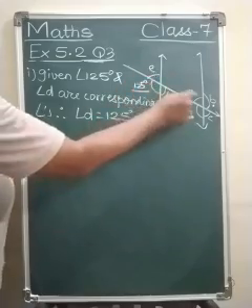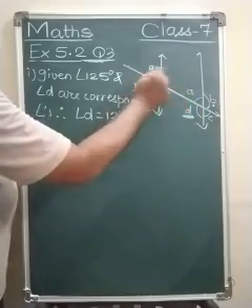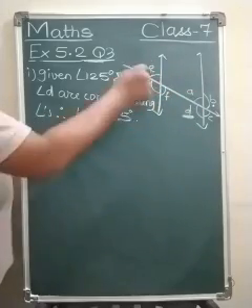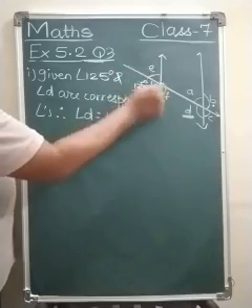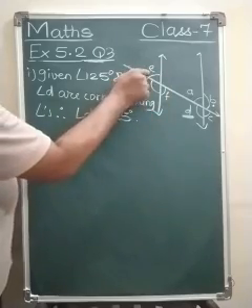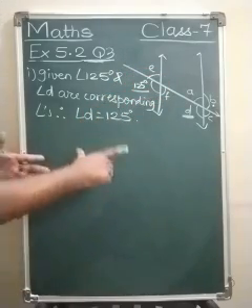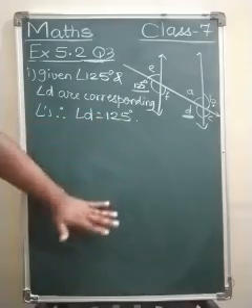A and E are corresponding angles. So the measure of E will be the same as the measure of A. E and F are vertically opposite angles. So the measure of F will be the same as the measure of E. So the whole thing you will get in the notes.